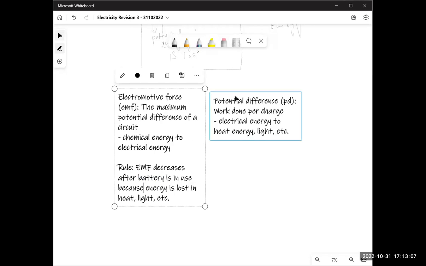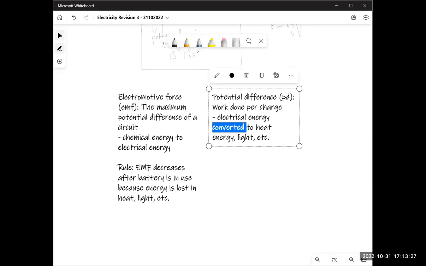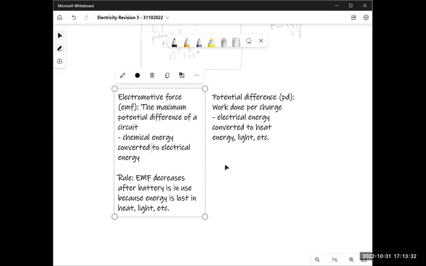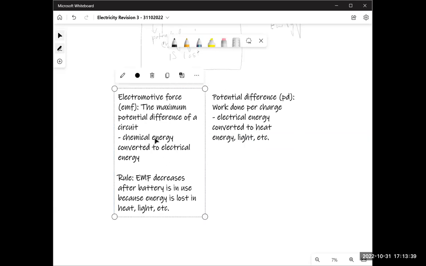So Maya, read potential difference. What is potential difference? Potential difference, PD, work done per charge, electrical energy to heat energy, light, etc. All right. Just add one more thing. Put the word converted in both of these. Chemical energy converted to electrical energy, and electrical energy converted to heat energy, light, etc.